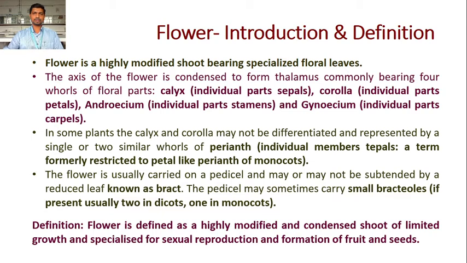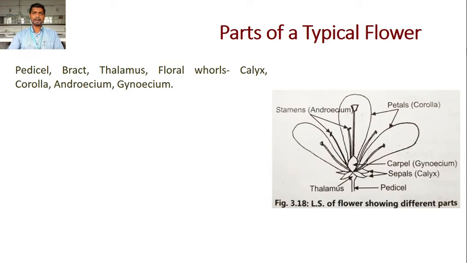Okay, so this is about the introduction and definition of the flower. Now the parts of a typical flower. A typical flower consists of pedicel, bract, thalamus, and floral whorls like calyx, corolla, androecium and gynoecium. So these are the parts of the typical flower.